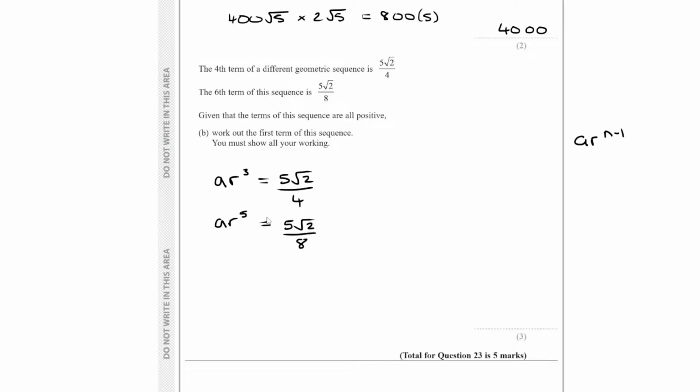Obviously I would choose to divide the bigger one by the smaller one, right? So on this side, ar to the power of 5, let me write it down for you, divided by ar cubed. Obviously the a's would cancel, that's kind of the whole point. I know we want to know what a is, but we can't work it out initially. And then that's just index laws, isn't it? Do you see how that would be r squared is equal?